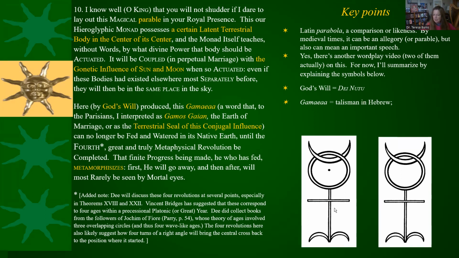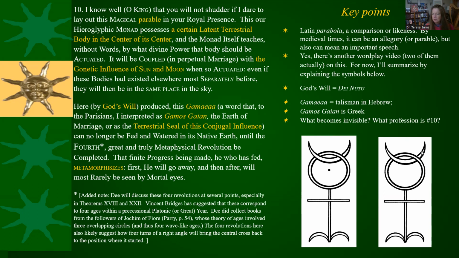But if you look at his monad, he's doing something else. You have four right angles here. So the metaphysical rotation is how four turns will bring the right angle back to where it was when you started. Okay. So this is going to make something invisible. What? A person who is a great magus? A religious leader? Well, maybe all of those things, but also what's missing.